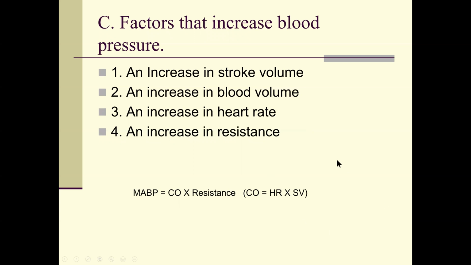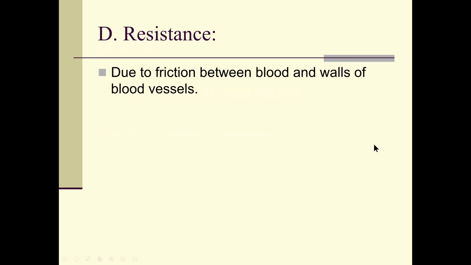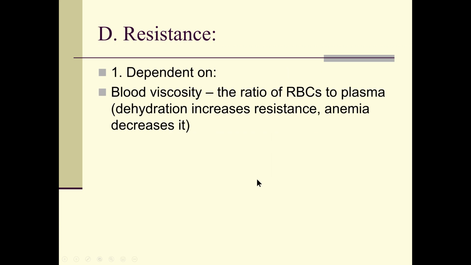We reiterate the formula again. This requires resistance, and we just don't have that number. What's resistance? Friction between the blood and the walls of the blood vessels. We would like everything to be smooth, but as you know, everything's not 100% efficient. We have vessels branching off. We have vessels coming back in. So we have potentials for turbulence. We also have vessels being vasodilated, vasoconstricted, depending on blood viscosity, the ratio of the red blood cells to plasma.